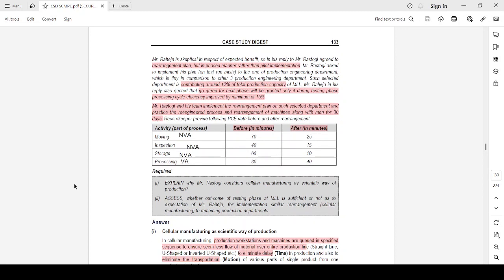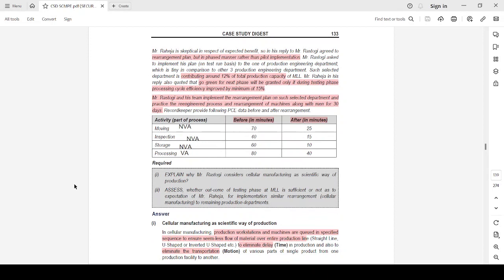He says that currently the department which I'm choosing is contributing 12% of the total production capacity, and Raheja says that if I have to agree with a phased manner, you should show me at least 15% efficiency using the cellular manufacturing system. That's what we are going to do. After 30 days, he's giving us the data.